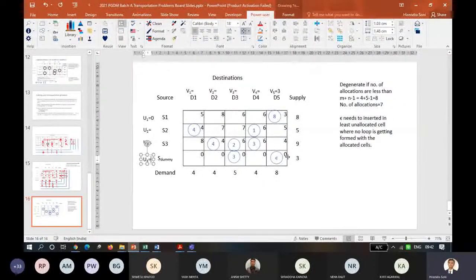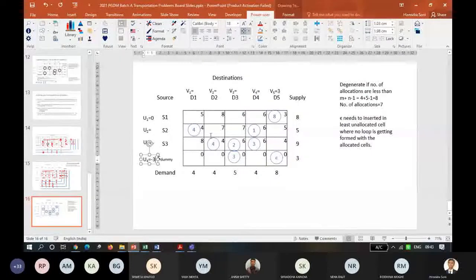This 0 is equal to Ui plus Vj. So Vj is 3. So what would be the value for U4? 0 minus 3, correct? 0 minus 3 would be -3. Minus 3. Okay, at least this much everyone should respond quickly.